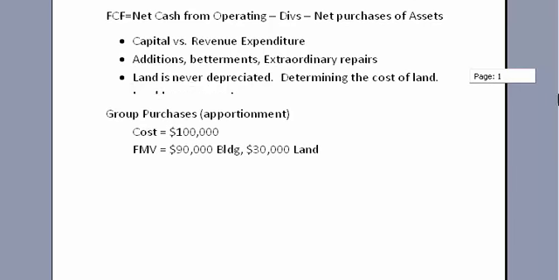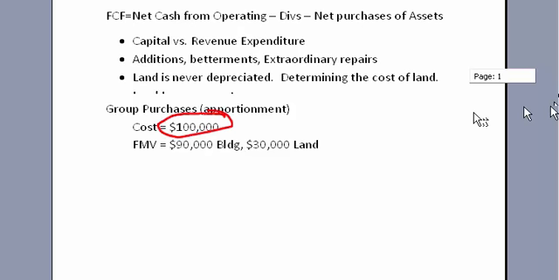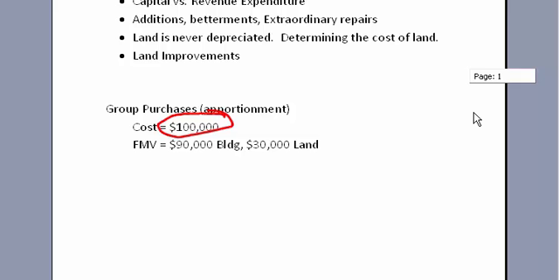The next concept here is, what do you do when you have a group purchase? So I threw in a couple little numbers here real quick. What if you're going to go out and buy land and a building and somebody says that's $100,000, that's what we're willing to take? And you say, okay, how much for the land and how much for the building? And they're going to look at you like, well, you're nuts. It's $100,000. Do you want it or not?